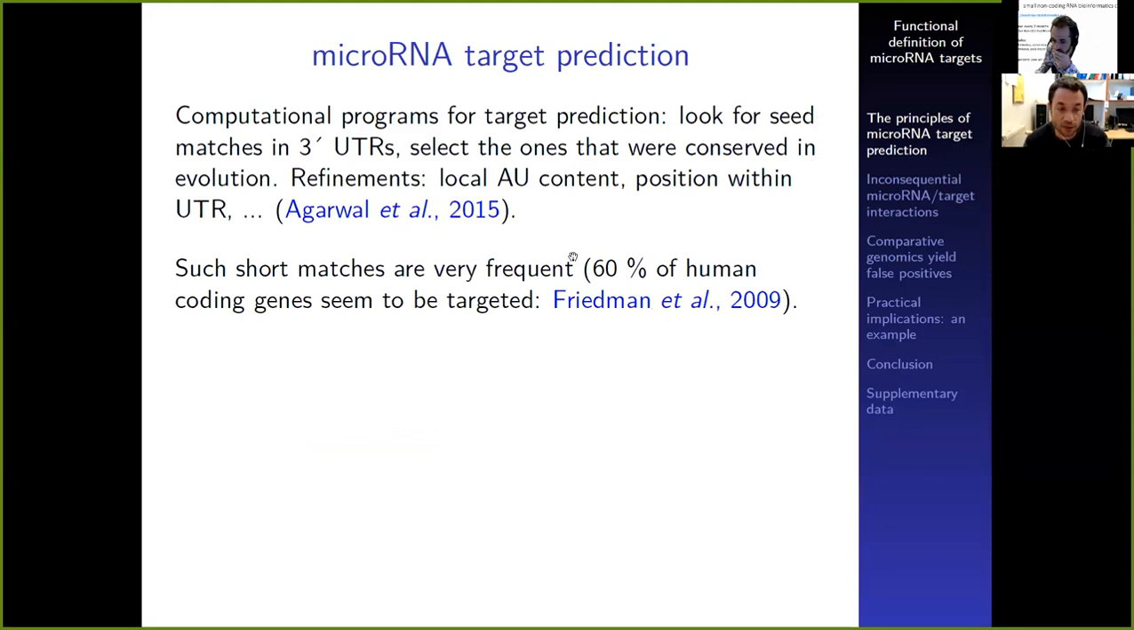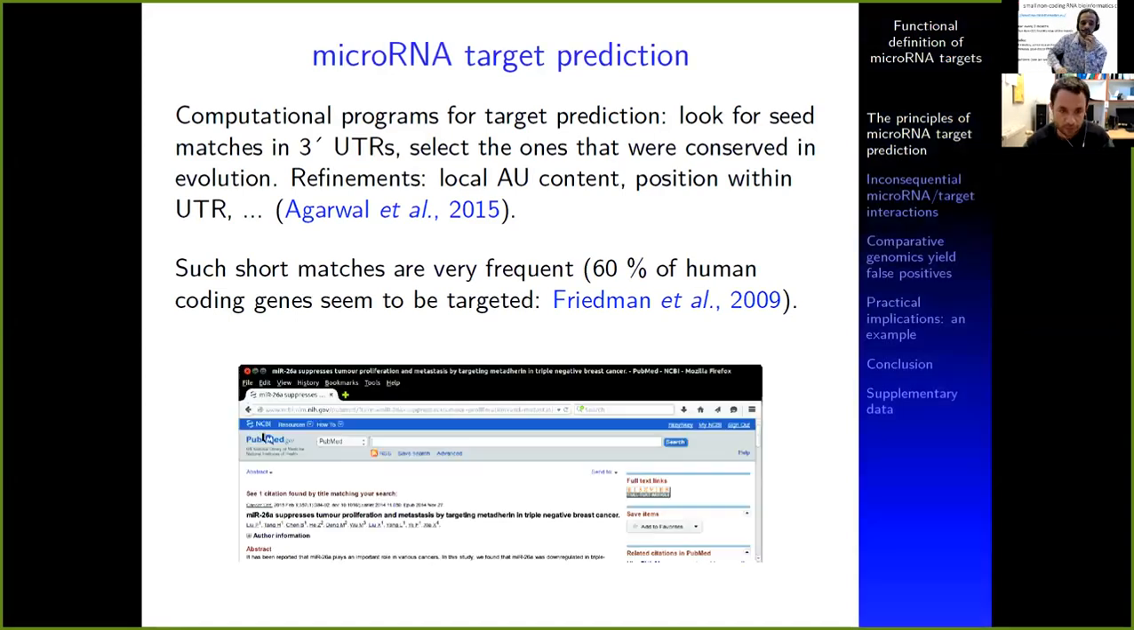And that's not such a big surprise, because the seed is just 6 nucleotides long, so it's very short. And so even if you select the ones which have been conserved in evolution, you find many seed matches. According to the latest estimations, more than 60% of the human coding genes seem to be targeted by microRNAs, which means that they have conserved seed matches in their 3' UTR.